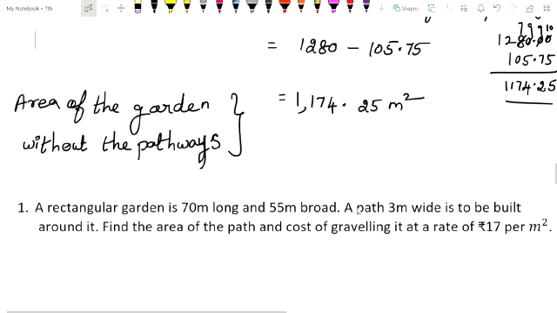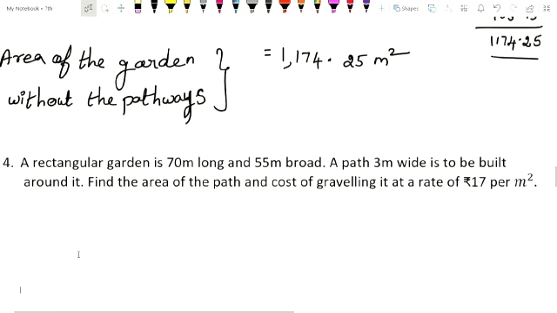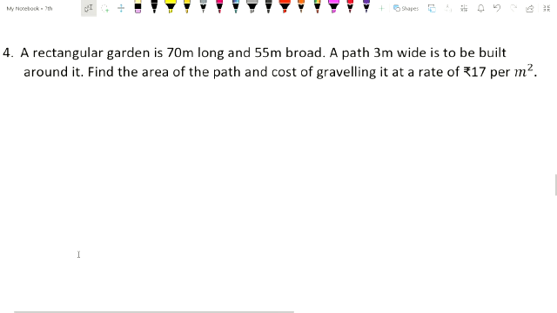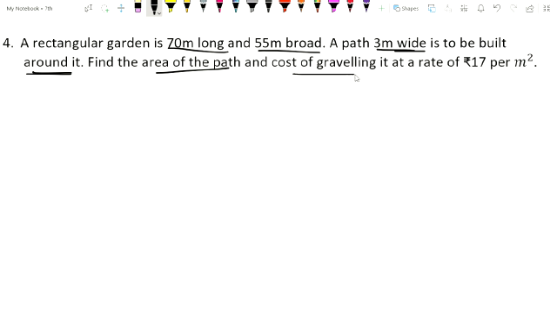Next, fourth one. Fourth question. A rectangular garden is 70 meter long and 55 meter broad. A path 3 meter wide is to be built around it. So outside they are building. Find the area of the path and cost of graveling it at the rate of rupees 17 per meter square. First we need to find out the area of the path.